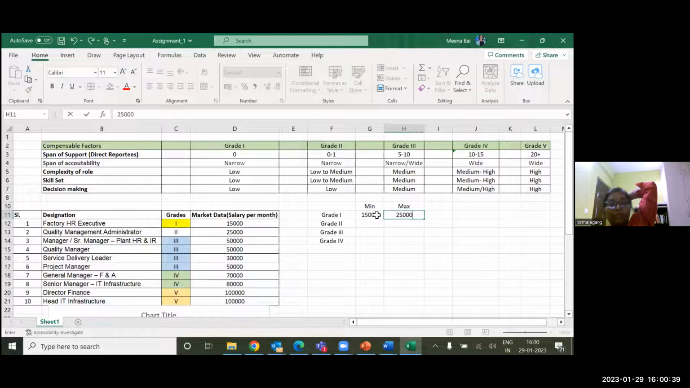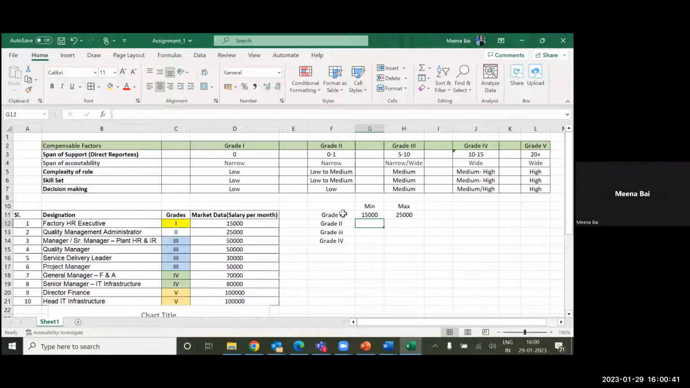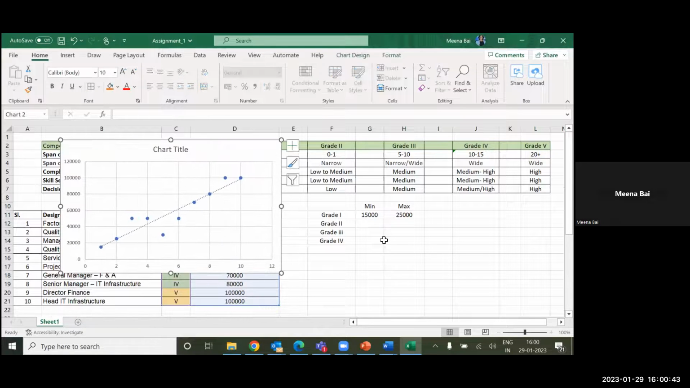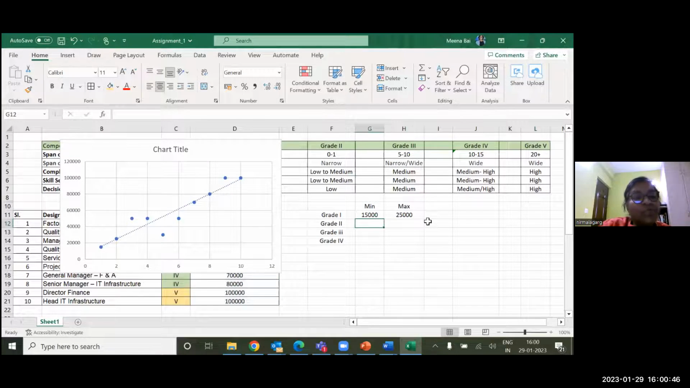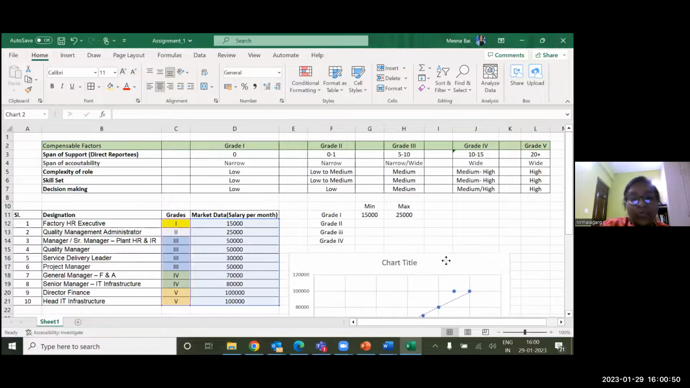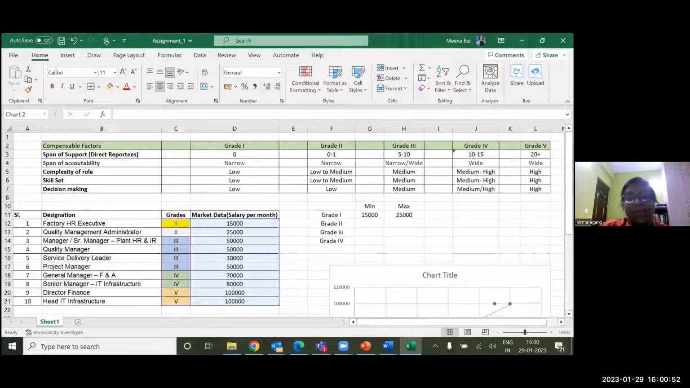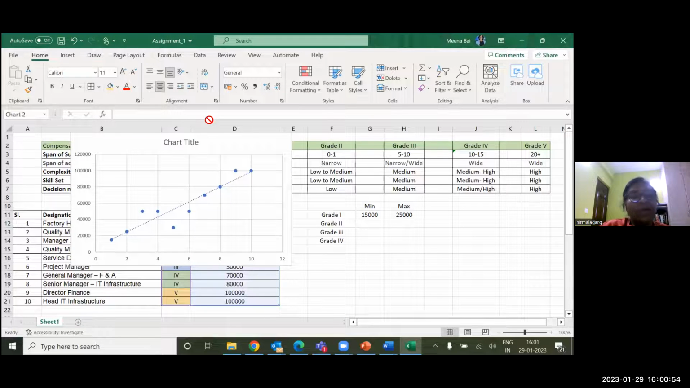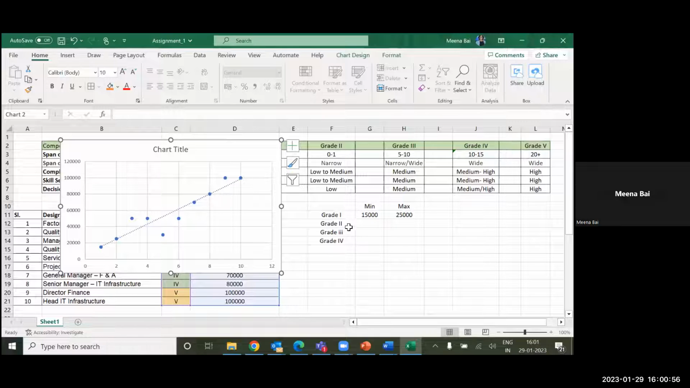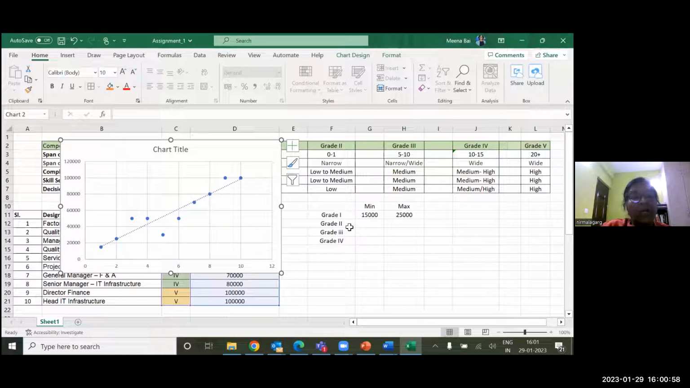Where's that graph? You need to look at that. I kept the graph here. Now look at your grade 2. What is your grade 2 lower position? You can read the graph. It's 25, right? Yeah, it is 25. And grade 3, where does it start? 45, 50. Isn't it 50?